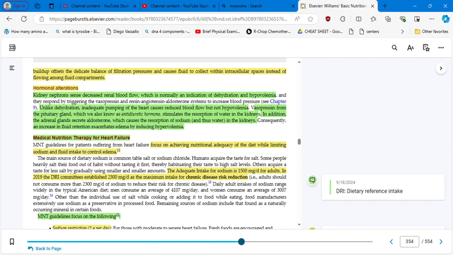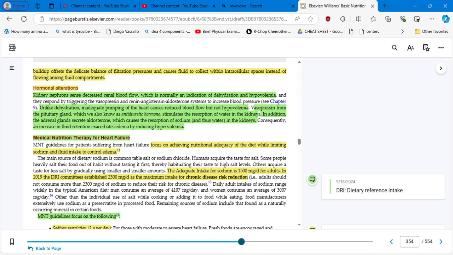Now, this heart failure is going to cause hormonal alterations. Kidney nephrons sense decreased renal blood flow, which is normally an indication of dehydration and hypovolemia. Okay, so the nephrons are going to be the first ones to sense what's going on, dehydration and hypovolemia. Unlike dehydration, inadequate pumping of the heart causes reduced blood flow, but no hypovolemia, okay? Because remember, the fluids are going to be in the intracellular space.